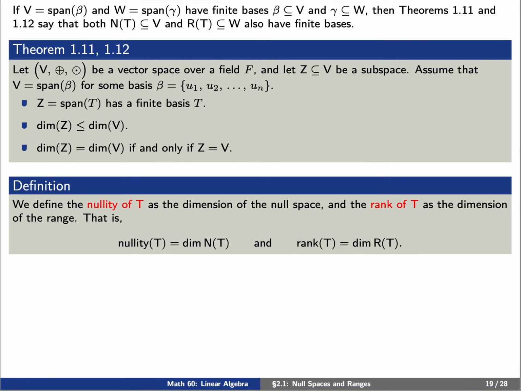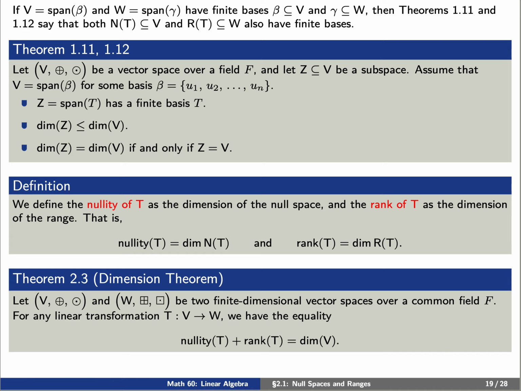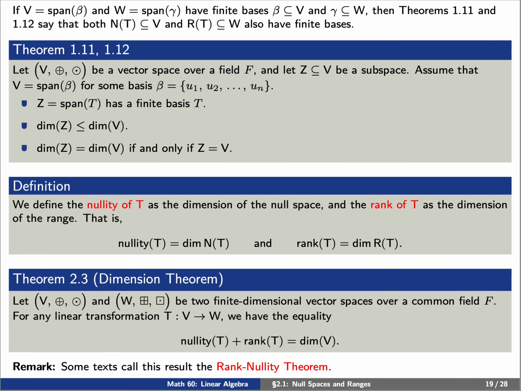We'll define the nullity of T as the dimension of the null space and the rank of T as the dimension of the range. The celebrated dimension theorem says that for any linear transformation mapping between two finite dimensional vector spaces, the nullity of T plus the rank of T is equal to the dimension of the domain. Some texts call this result the rank-nullity theorem because it involves the rank and the nullity of a linear transformation.